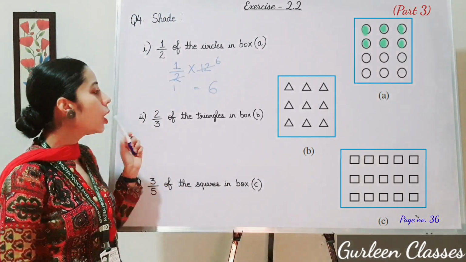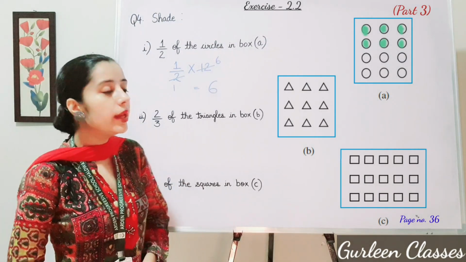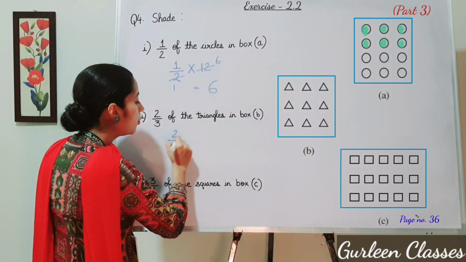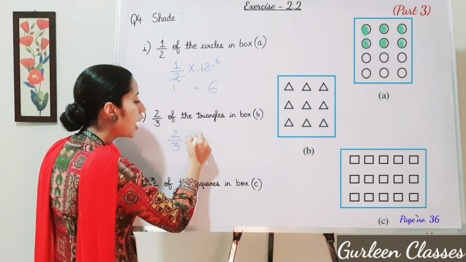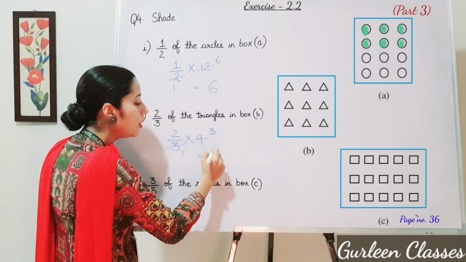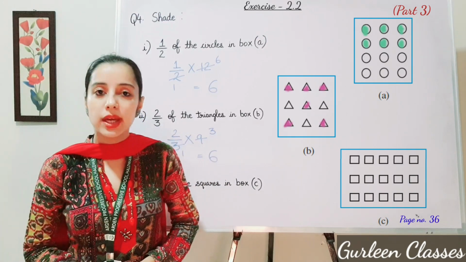Second part, 2 upon 3 of the triangles in box B. In box B, how many triangles are there total? 9. So 2 upon 3 into 9. 3 ones are 3, 3 threes are 9. 2 threes are 6. So 6 triangles we will shade in box B.